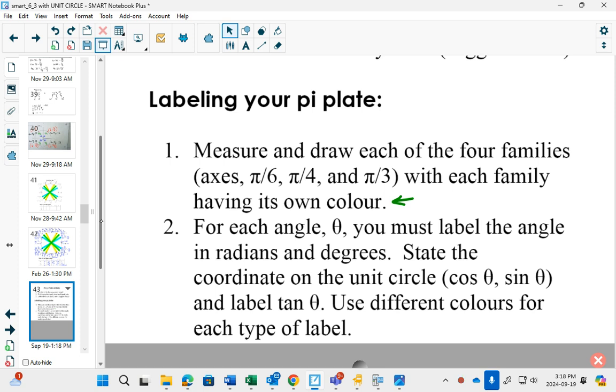Okay? But I have another one here. Here's a good example. This person who made this pie plate decided to make their Axis family blue and black. They made their pi over 3 family orange, and wrote everything in orange. But they made sure tangent was always in the same spot, coordinates always in the same spot, because you want to be able to quickly get information off of it. So I like this one because it's really neat, and the color coding lets me find answers quickly.